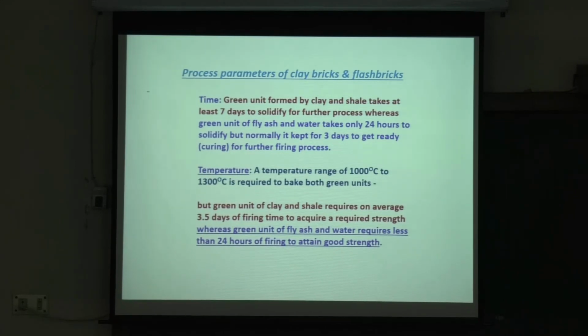Temperature, a temperature range of 1000 to 1008 is required to bake both green units. But a green unit of clay and shale requires an average of 3.5 days, whereas to make fly ash bricks, it will take less than 24 hours of firing. So we are saving a lot of time and a lot of energy.